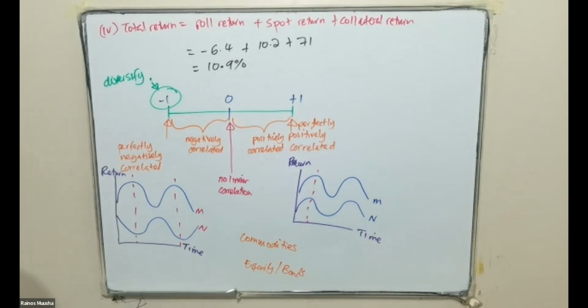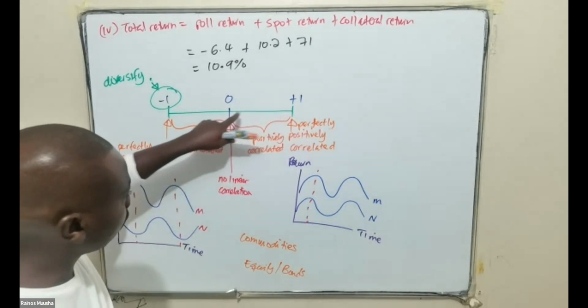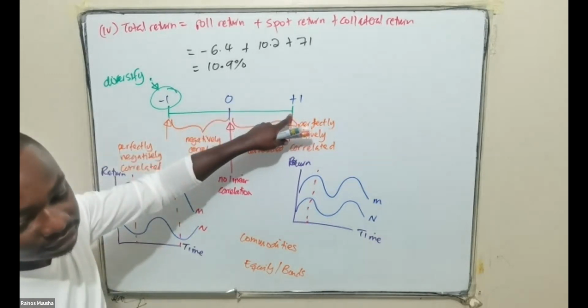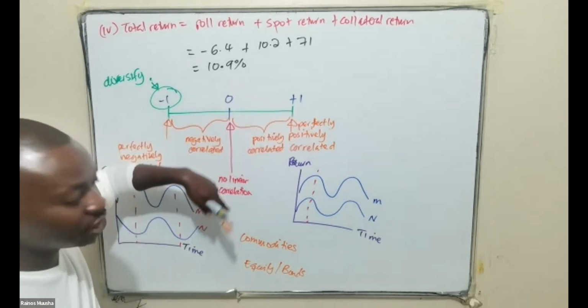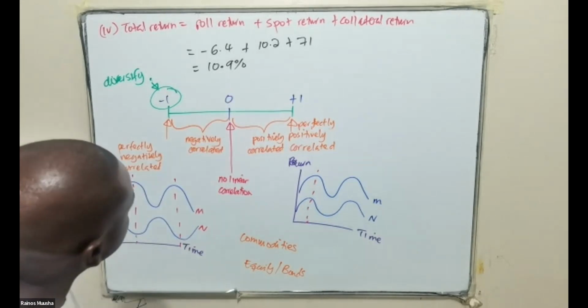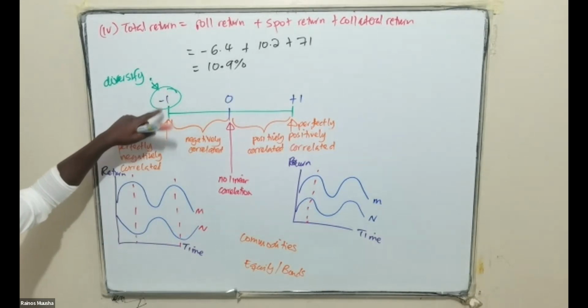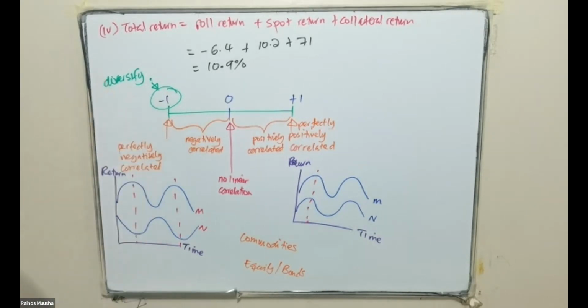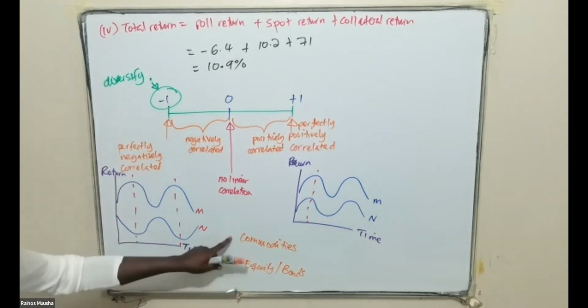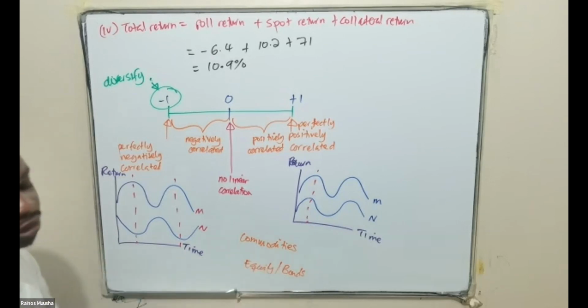So when they talk about low correlation, it basically means that the correlation coefficient is lower than +1. And because they have a low correlation, what does that mean? It means we are going towards -1, where there are also diversification benefits between commodities and investments in equity and bonds as well.